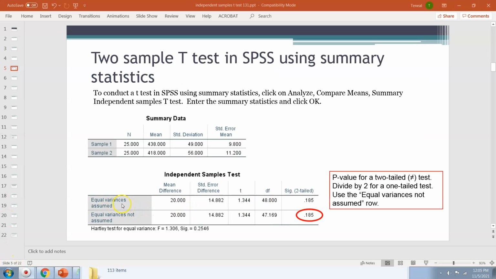The first thing I want you to notice is that there are 2 rows of results. And here, most of it's the same. It won't always be that way. We're going to use always the equal variance is not assumed option. This is just a technical detail of how they're calculating the test statistic. So don't worry about that. Just always use the equal variance is not assumed option.